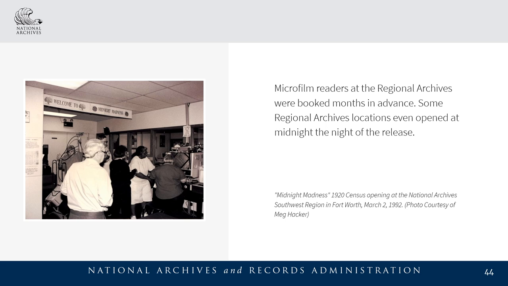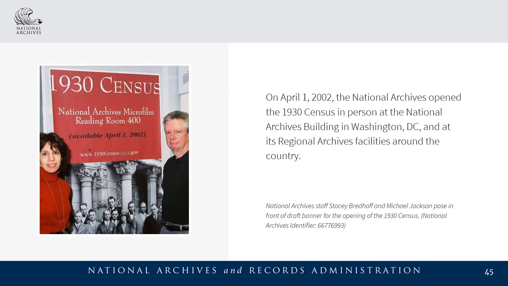Some of the regional archives took reservations, which were booked months in advance, and many even opened at midnight the day of the release. The regional archives in Seattle, one of the facilities that took reservations, was booked through June. And here in this photo, you can see Midnight Madness at the National Archives Southwest region in Fort Worth. On April 1st, 2002, the National Archives opened the 1930 census. And again, researchers were standing in long lines waiting to access the records.